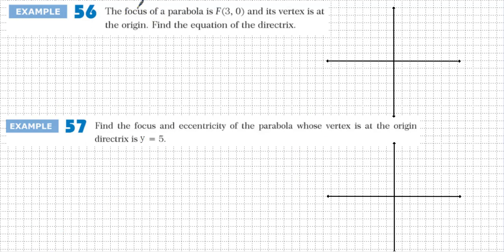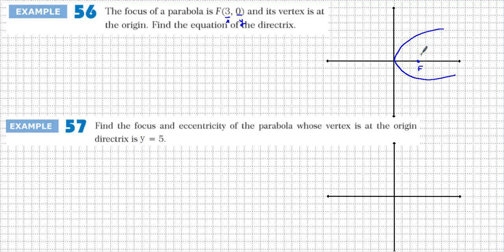Here, the focus of a parabola is (3, 0). The x value is 3 and the y value is 0, which means this point is the focus point. If the focus point is on this side, and this is the most important part I'm explaining now, the parabola should be like this, because the focus point should always be inside the parabola.